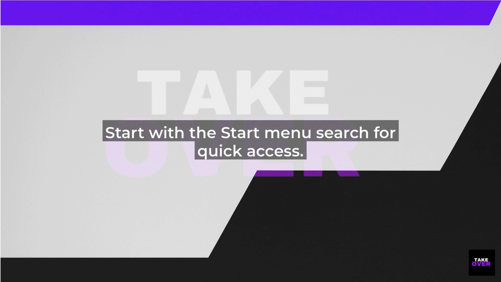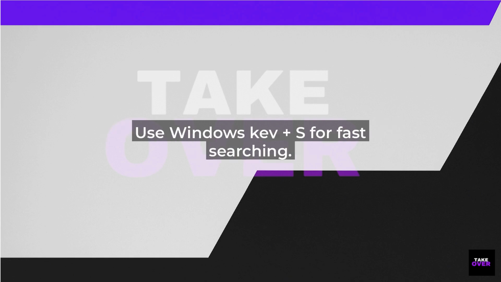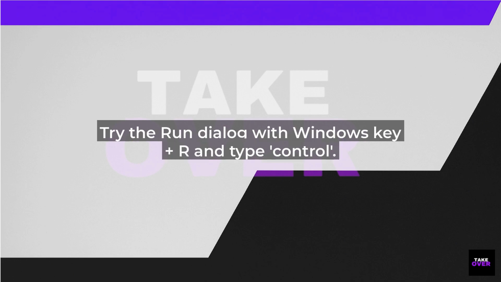First things first, let's start with the easiest method, using the Start menu. Click on the Start button in the bottom left corner of your screen. Now, type Control Panel into the search bar that pops up. As you type, you'll see it appear in the results. Go ahead and click on it to open. Boom, you're in.